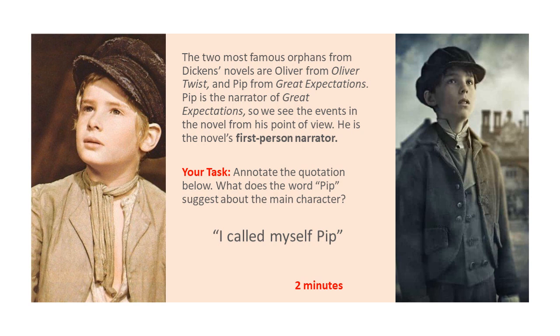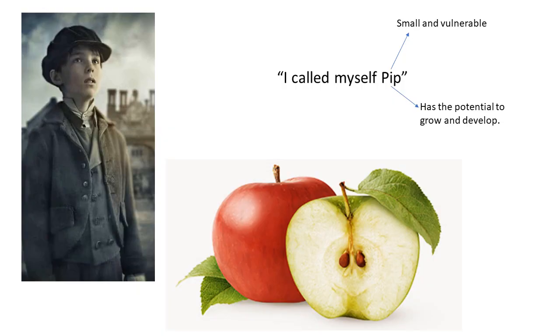Your task: annotate the quotation below. What does the word Pip suggest about the main character? Pause the video for 2 minutes to do this now. So Pip indicates small and vulnerable and has the potential to grow and develop, a bit like an apple pip.